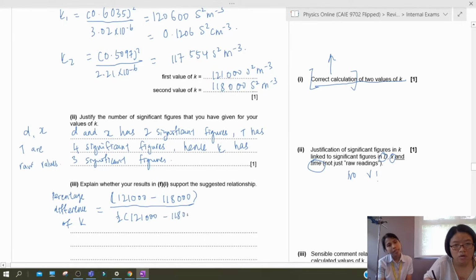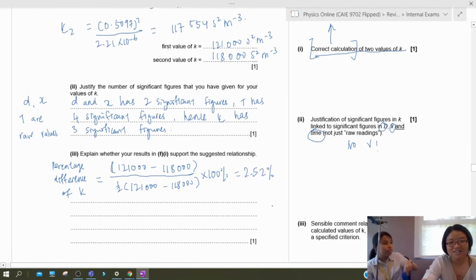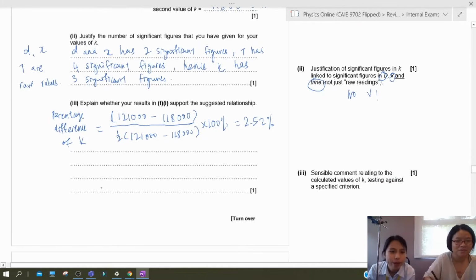How many percent are they different? You and your sibling, how many percent are you all different? How to measure the similarity or difference? I don't know. Ask the bio people, they'll come out with the genetic difference. Never mind, that's bio already.